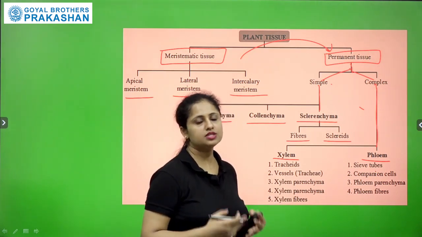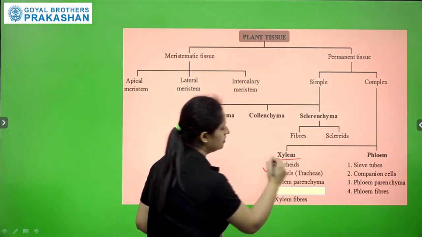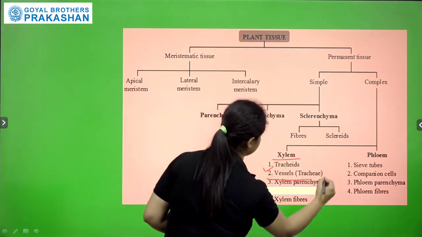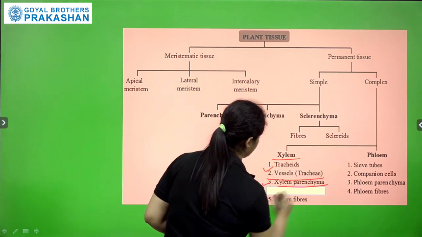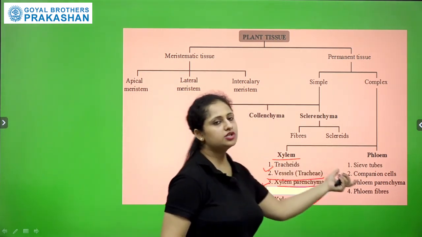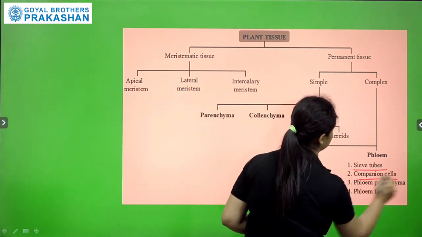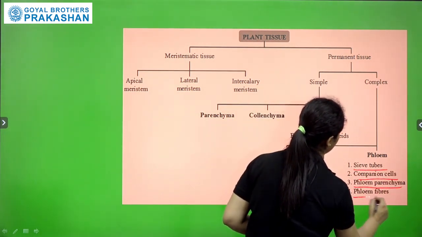respective elements or components. The components of xylem are tracheids, vessels, xylem parenchyma, and number 4 is xylem fibers. The components of phloem are sieve tubes, companion cells, phloem parenchyma, and phloem fibers.